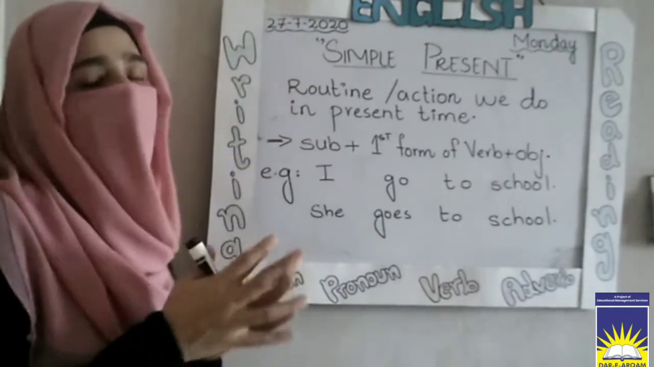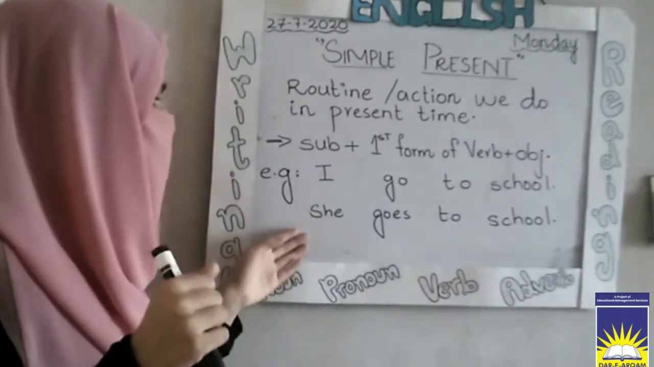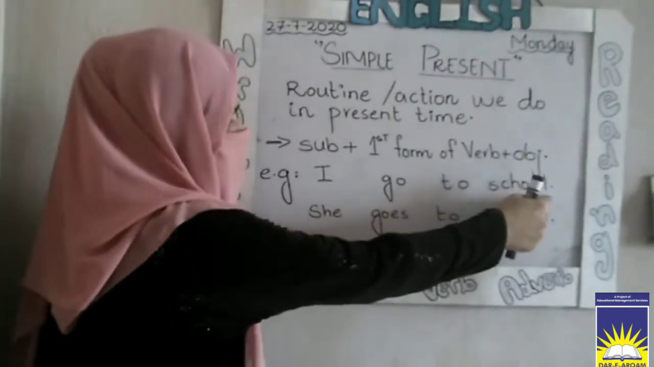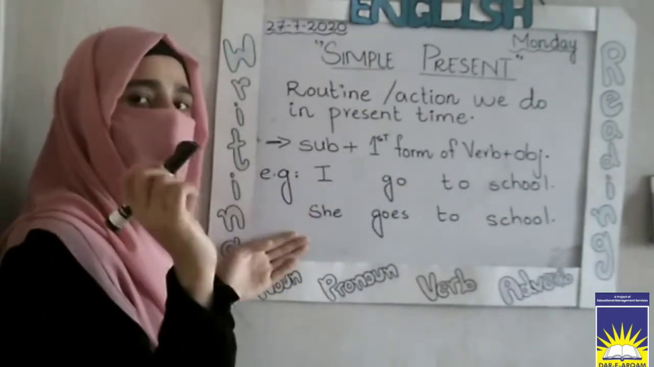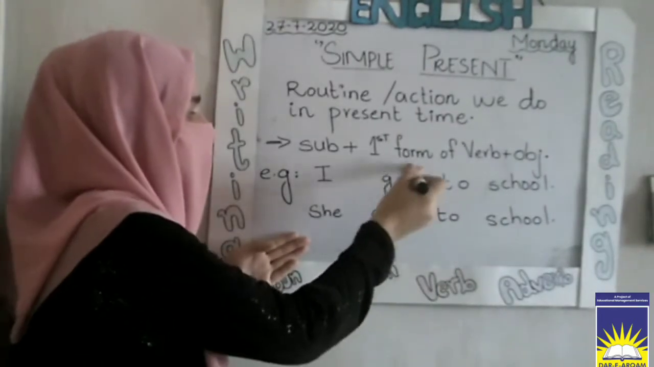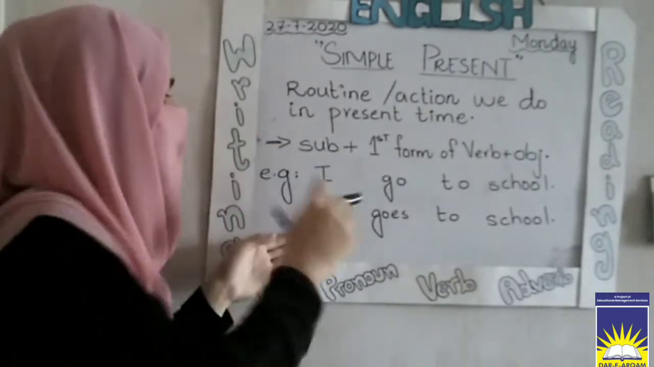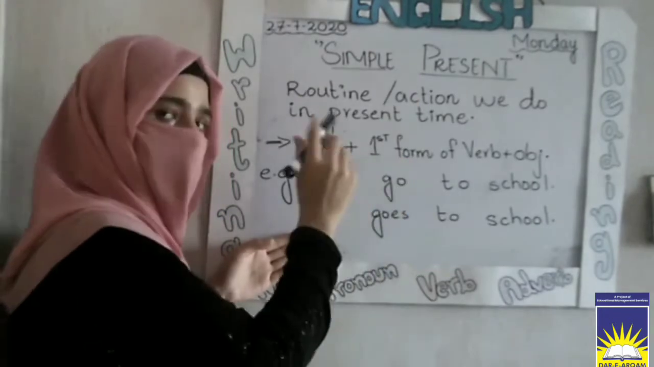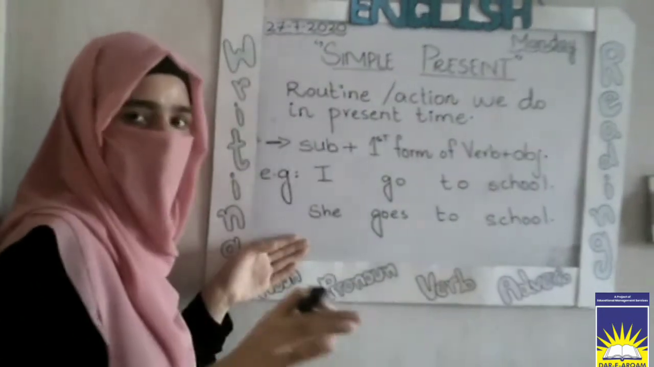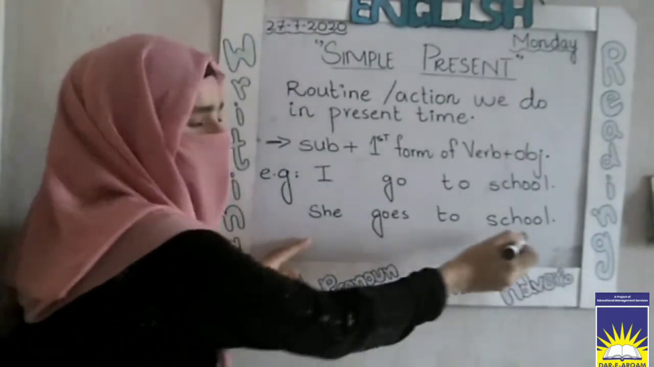So how we will write the sentence? For example, here are 2 examples I have written on the board. First one is I go to school, full stop. As I told you that we use first form of verb in simple present tense, so I write only go here, not any other form of verb I used here. So this part of the sentence shows me that it is a simple present tense. Is it clear? Now, next example is she goes to school.